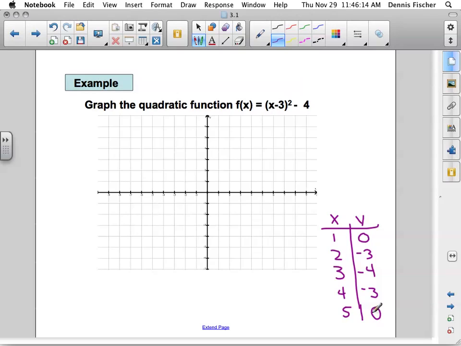I get my points. A vertex is at 3, -4. 2, -3, 4, -3, 1, 0. I use letters so that I don't mess up and make my graph real messy. I want my points labeled. I'll start with my vertex, 3 and -4.